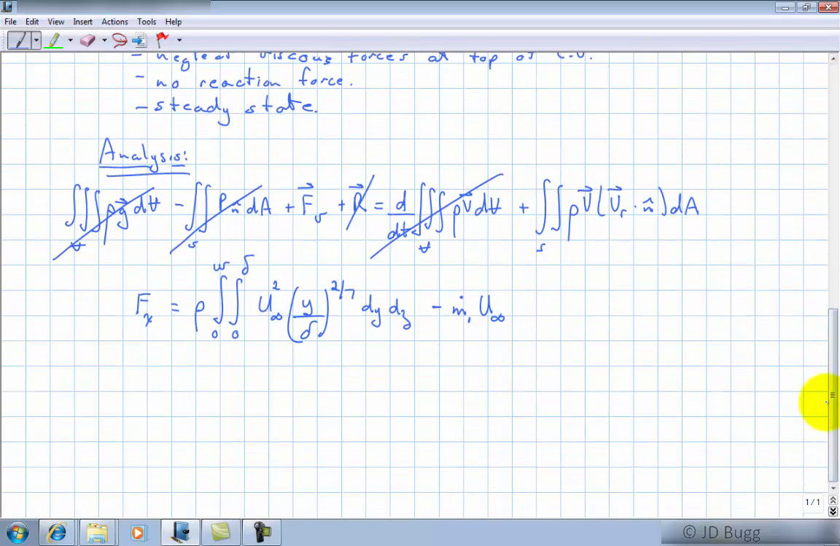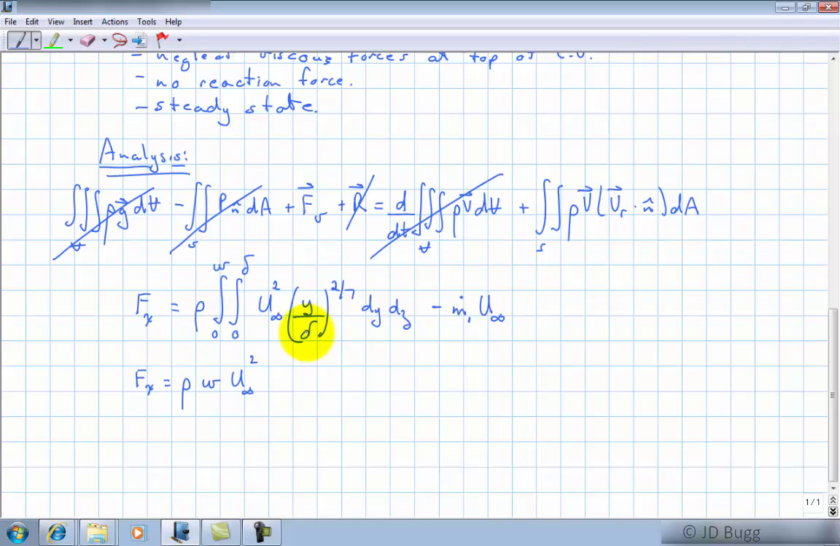So that's what we have to work with. So we can continue working with this. The force in the x direction, density. Notice the first integral here, the outer integral, is with respect to z. Nothing in here depends on z. So that can just evaluate right away to w. This u infinity squared is a constant. That can come outside of the integral sign.